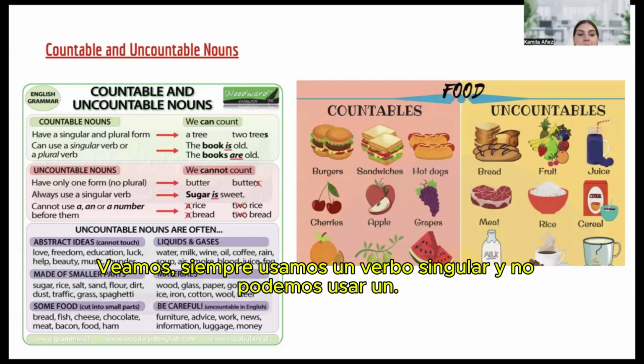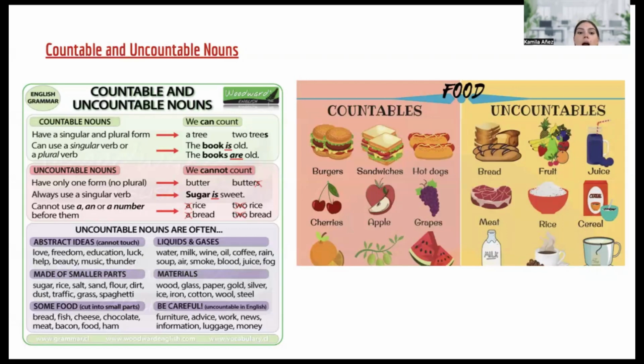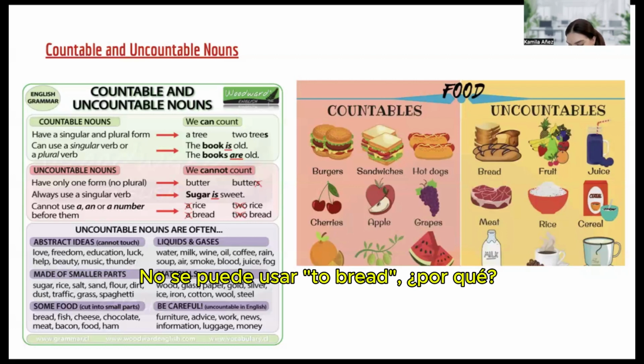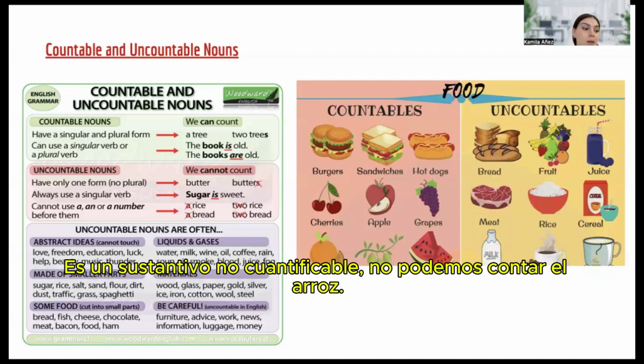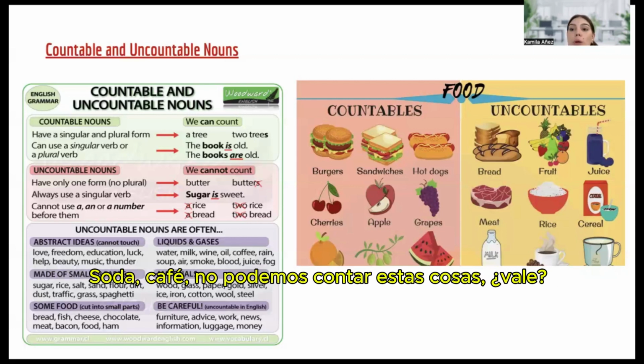And we cannot use the article a, an, or a number before them. All right? Let's see. A rice, a bread, we cannot use it. Two rice, two bread, we cannot use it. Why? Because it's an uncountable noun. We cannot count the rice. We cannot count the bread. We cannot count the water, soda, coffee. We cannot count these things.